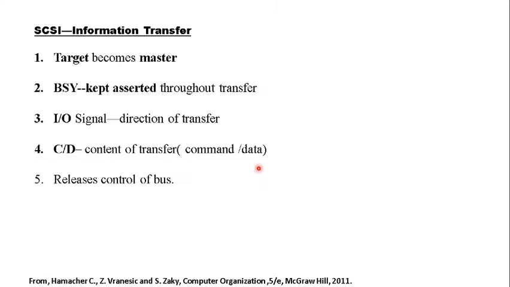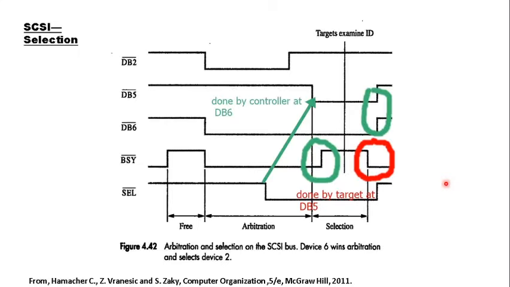Okay, so after finishing arbitration and selection, what do we have now? We have the initiator of communication, that is our SCSI main controller. Then we have a target for communication, that is our disk controller. Then what has to be done? Now we know that at the end of this cycle, the BC has been asserted by DB5, or by our disk controller.